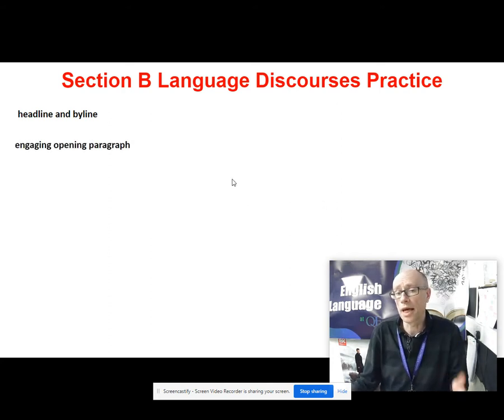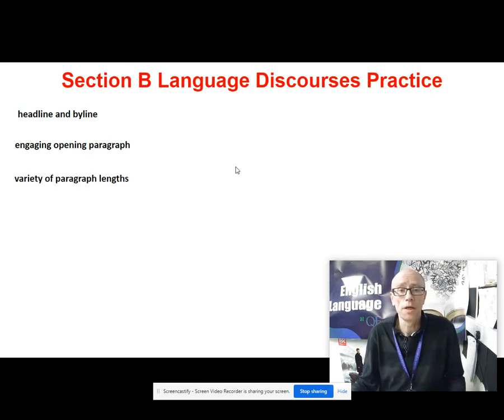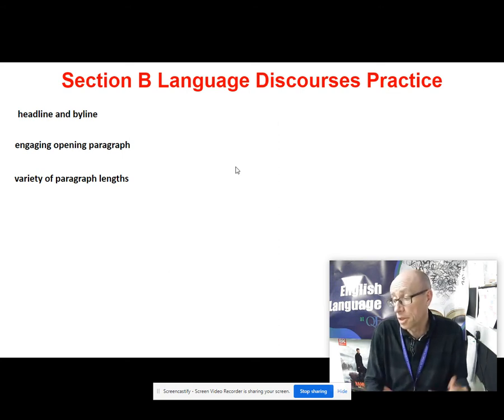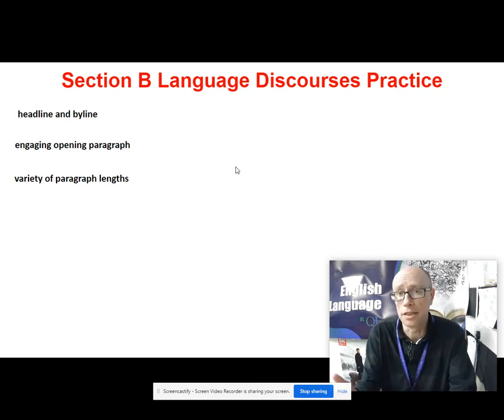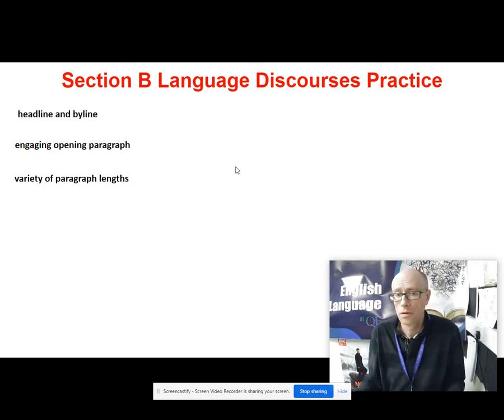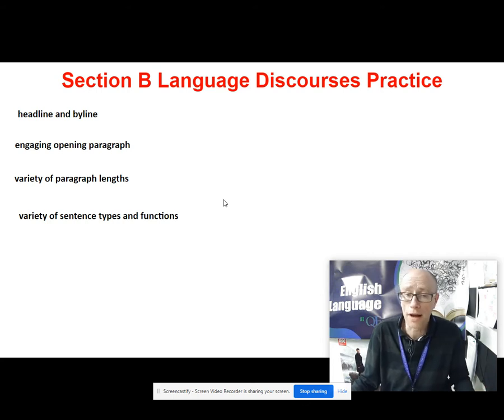You then need some kind of engaging opening sentence and opening paragraph, because if your first paragraph is boring, then your article is going to be very unsuccessful. You need a variety in paragraph lengths. So do that thing that presumably your GCSE English teacher told you to do for writing in the exam when you were doing descriptive writing. Occasionally throw in something like a one-sentence paragraph. Okay, so vary your paragraph length and also vary your sentence types and functions.